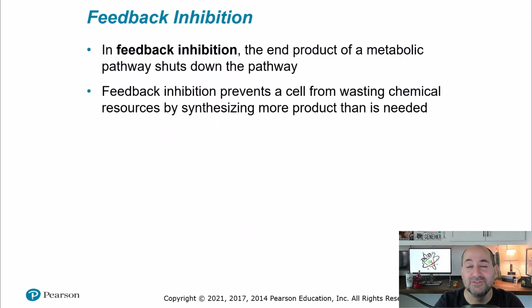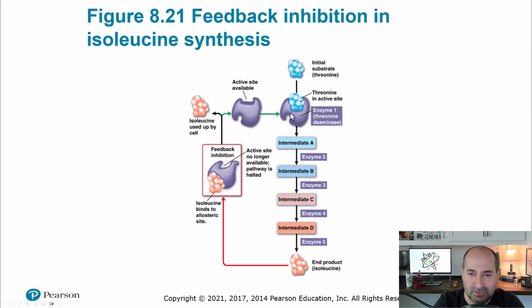Now, the final concept of the chapter, we've reached the end of this chapter, chapter 8, is feedback inhibition. So what is feedback inhibition? It is when the end product of a metabolic pathway shuts down that very pathway. Feedback inhibition prevents the cell from wasting chemical resources by synthesizing more product than is needed. So let me show you how this works. It sounds fancy, but it's actually quite straightforward.